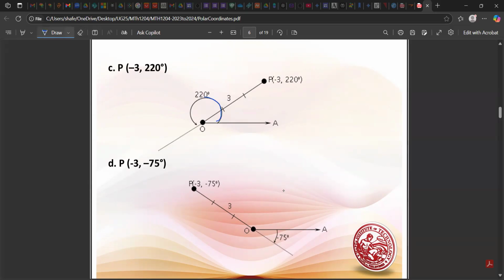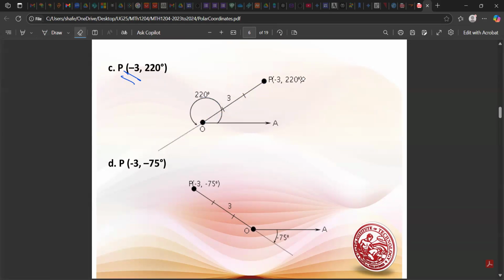So this is your 220 degrees. Your line segment here is 3. However, they want minus 3. So you're not going to project it in this direction, but in the opposite direction, that way. So your radius vector is not going to be from the origin going in the direction of the angle that you measure. No, but the opposite way, that way. That's really odd, right?